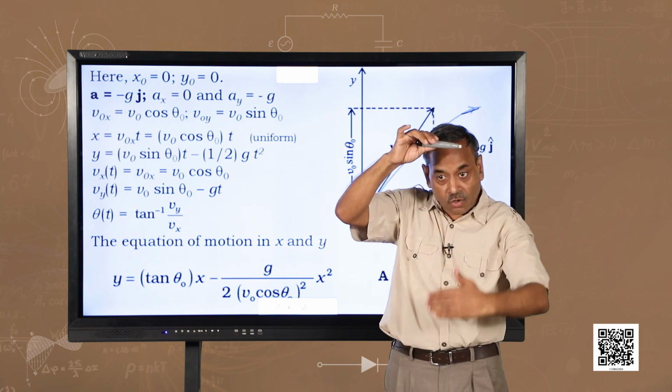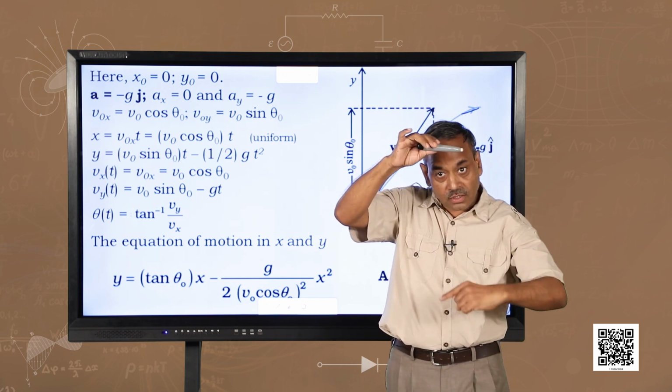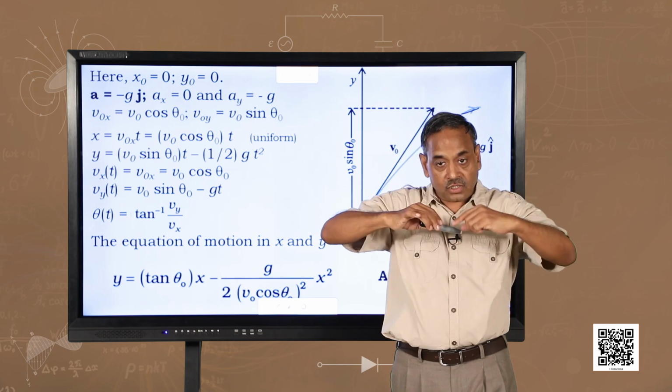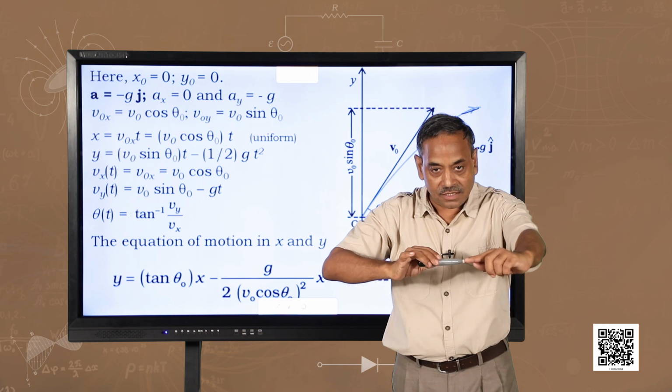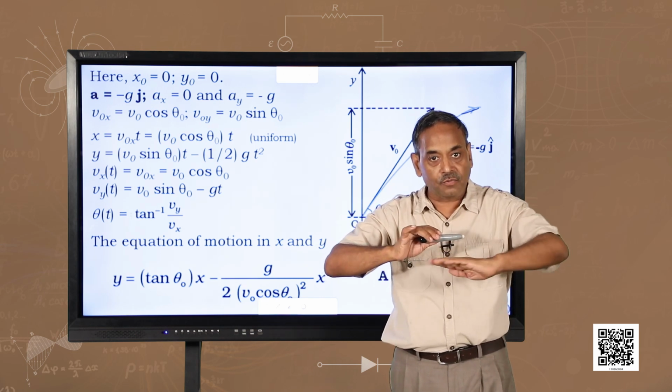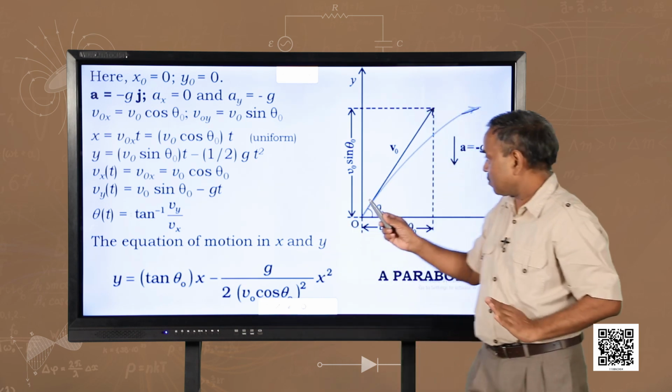Remember, the force is downwards. Okay? So, it is going up. So, g t. Now, similarly, but there is no acceleration along x direction. So, along x direction this is uniform motion. So, the two components of the velocity.